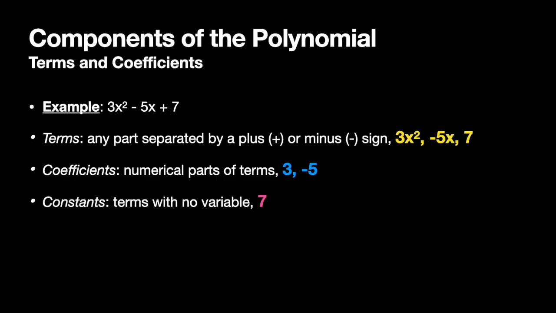Next are the coefficients, which are essentially just the numerical parts of the terms. So we exclude the variable in the coefficients. So for example, for the first term, it has a coefficient of 3. The second term has a coefficient of negative 5. And lastly, constants are terms with no variables. So it is essentially just a number. And in this polynomial, we have one constant, which is 7. Now, understanding terms and coefficients is essential for factorization and finding zeros, which we'll discuss later in the video.